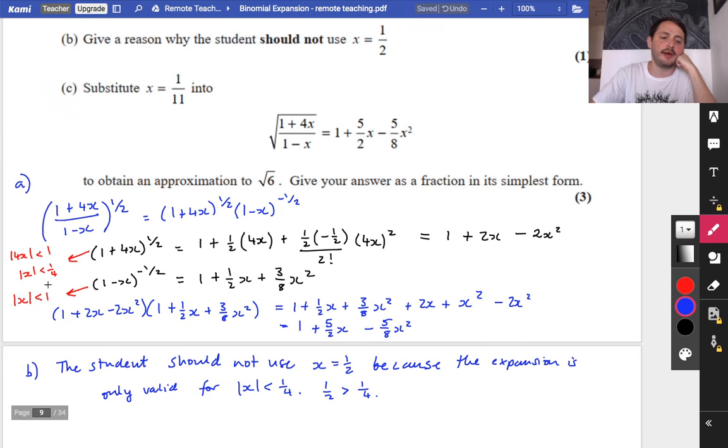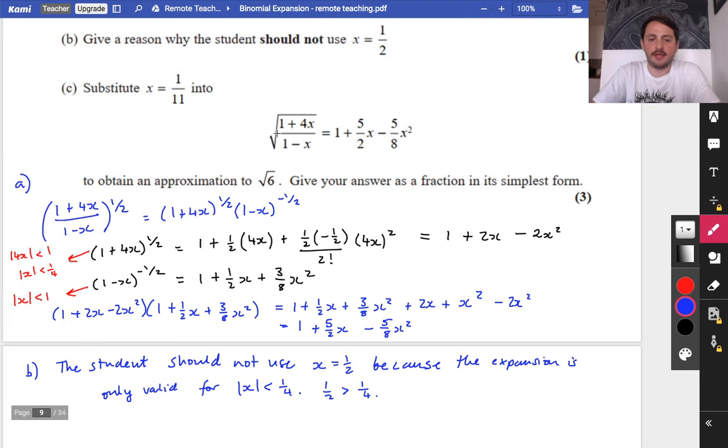Now, if you think about why it's this one that dominates, it's because this one is smaller, okay? So because this is a much smaller inequality, if you think between 1 and minus 1 is like this, but between a quarter and minus a quarter is like this, and they both need to be satisfied for it to be true, okay? This one now says, for part C, substitute x equals 1 over 11 into this to find an approximation for root 6.